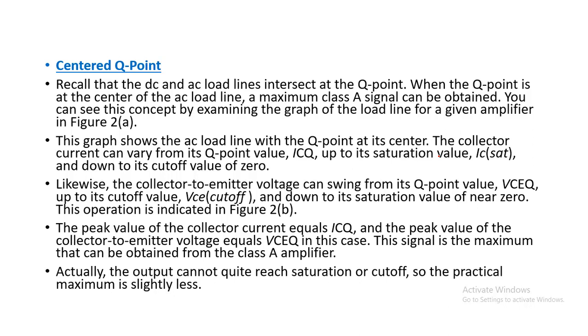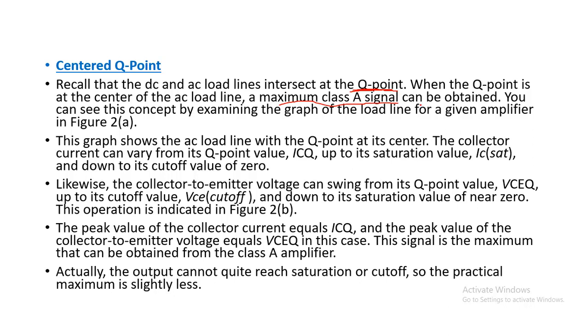Centered Q point. Recall that the DC and AC load lines intersect at the Q point, the quiescent point that we discussed in the previous two lectures. When this quiescent point, or Q point, is at the center of the AC load line, a maximum class A signal can be obtained.